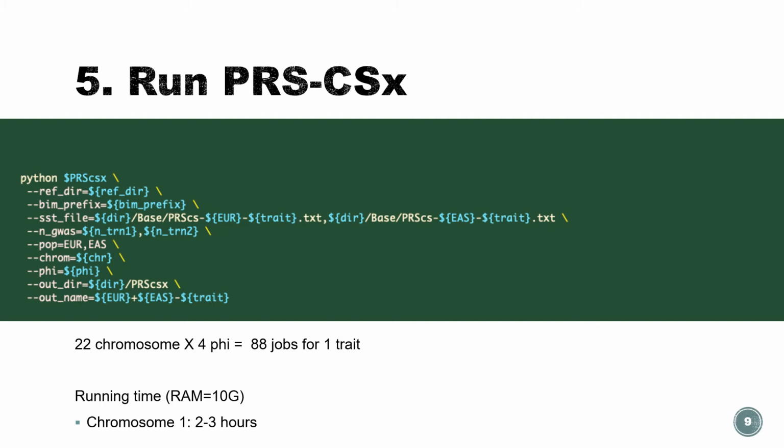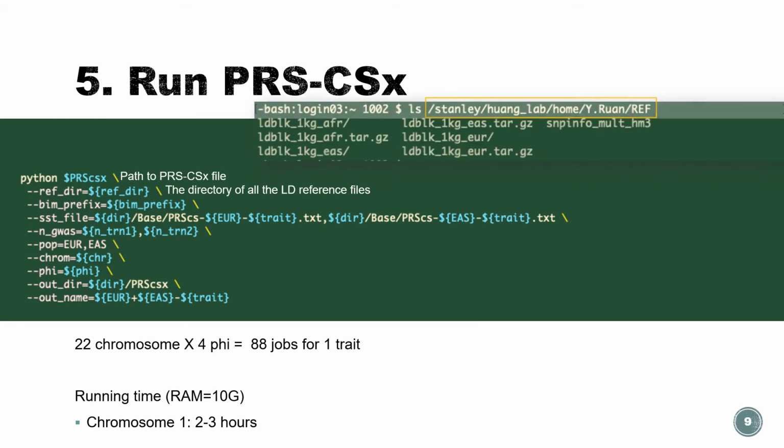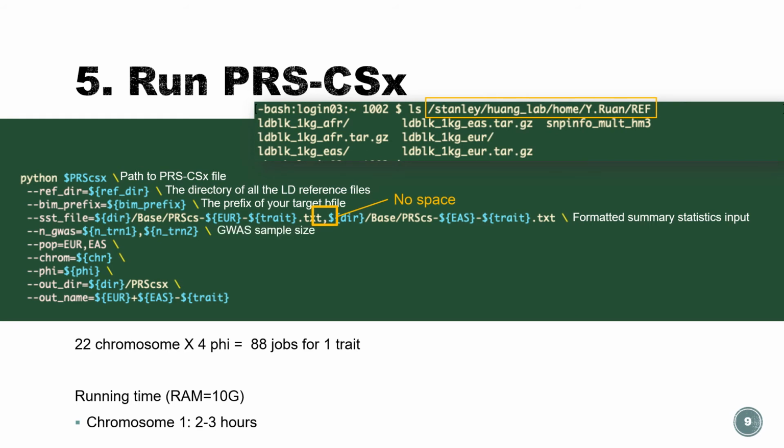Here is a typical command, which contains the path to the PRS-CS, the directory of the LD reference, the prefix of the target data, and a list of formatted summary statistics. Please note that you put a comma between different items and there should be no space in the list. And the list of GWAS sample sizes and the list of populations of the GWAS.